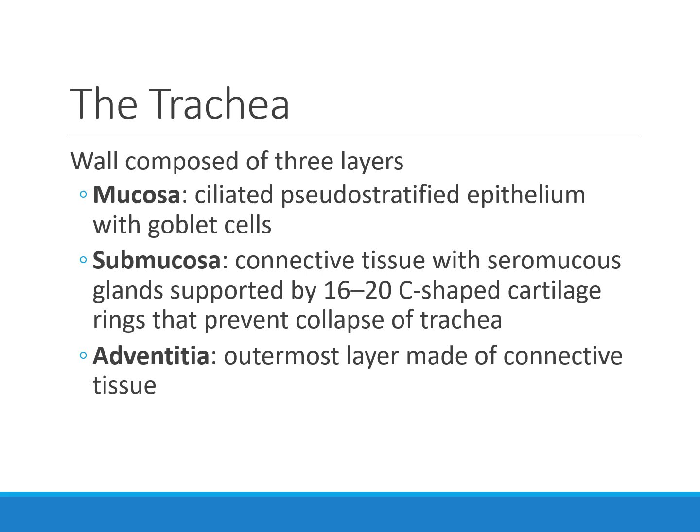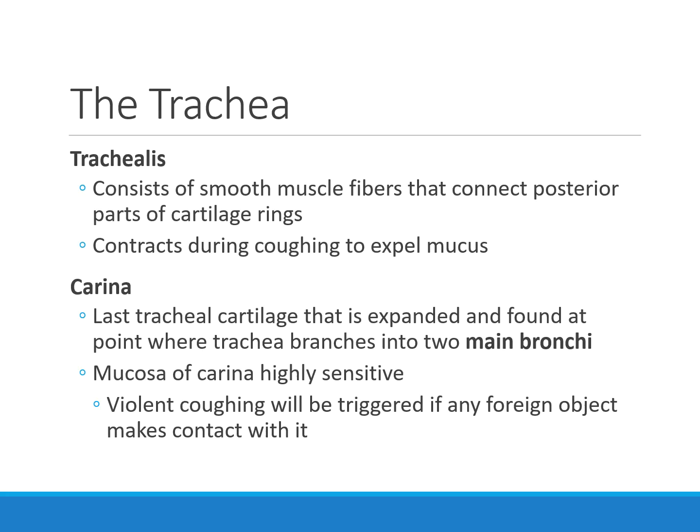So the innermost wall is called the mucosa. It is ciliated pseudostratified epithelium with lots and lots of goblet cells. And then going outward, we have the submucosal layer, which is made of connective tissue with lots of seromucous glands. And it's in this area that we find the C-shaped cartilages that keep the trachea from collapsing. So they're called C rings, or tracheal cartilages. And then the outermost layer is connective tissue, and it's called the adventitia.